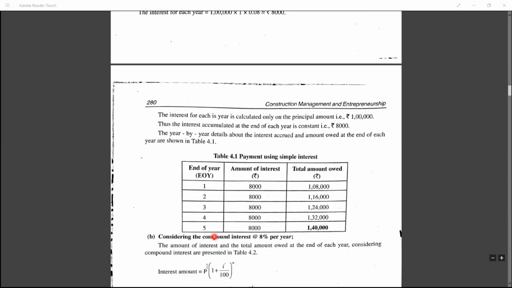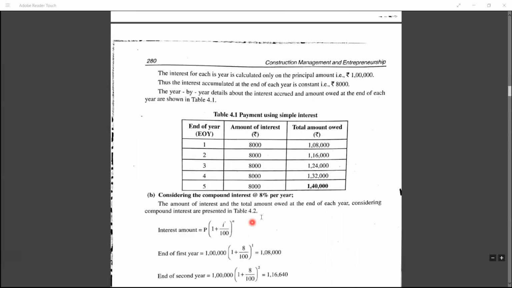Either you can write it directly, or else you can make a table with columns: end of the year, amount of interest, and total amount owed. So for the first year it is 8,000, for the second year it is 8,000, for the third year 8,000, for the fourth year 8,000, for the fifth year 8,000. So if we add all these, 1 lakh 8,000, 1 lakh 16,000, 1 lakh 24,000, 1 lakh 32,000, 1 lakh 40,000. This is for 8% per year simple interest.